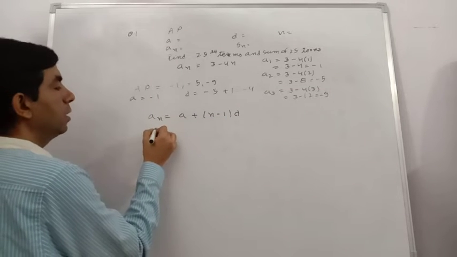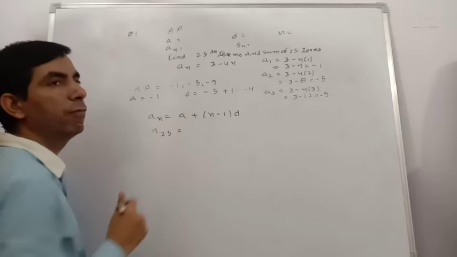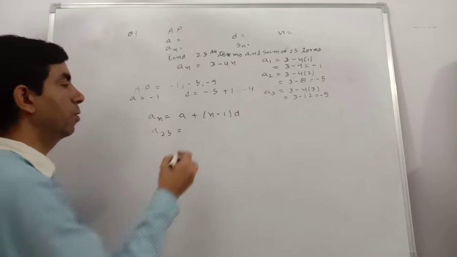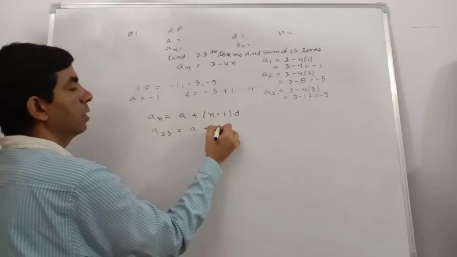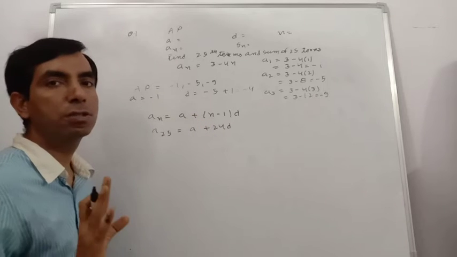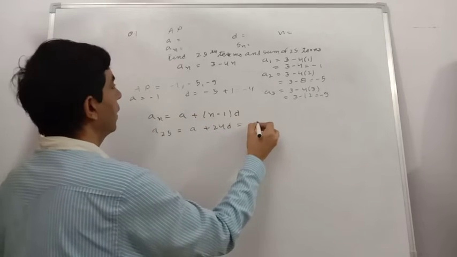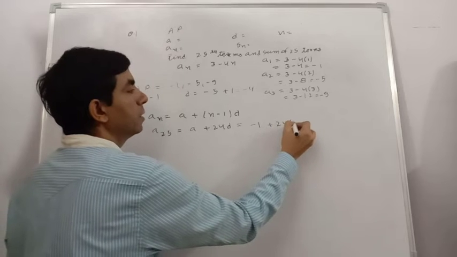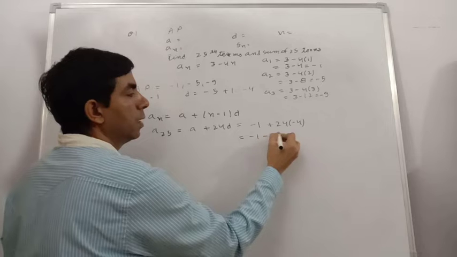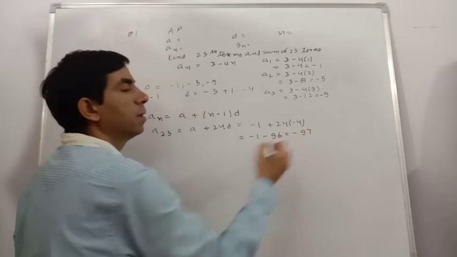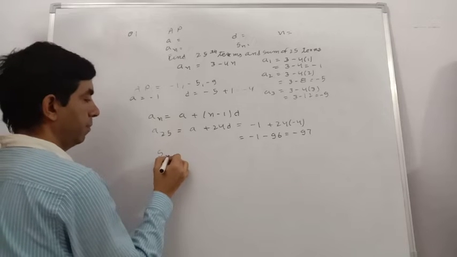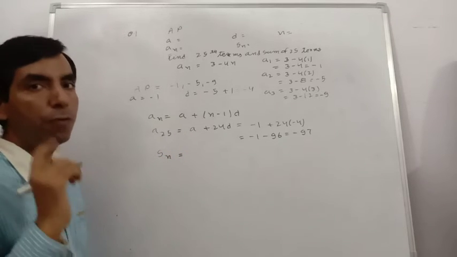Then we have to find A25. We remember that the third term is A plus 2D, means A25 is A plus 24D. That formula is also easy, so we can calculate by either formula. A is minus 1 plus 24 times D, which is minus 4. Calculate it: minus 1 minus 96, minus 97.